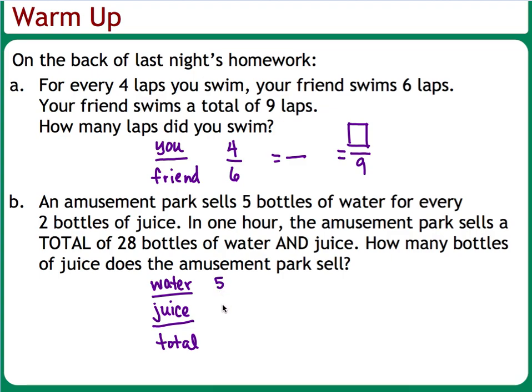So we have 5 waters to 2 juices. Now total, 5 plus 2 is 7. So we have 5, 2, and 7. Now they said in an hour we sell 28 bottles of water and juice combined. So you've got to think, how do we go? Well, first of all, this is already simplified, right? We can't simplify this anymore. So now it's how do we go from 7 to 28? We want to find out how much juice. Now we can also find out how much water, but the question asks for juice. All right, so give those two a try, see how you do.